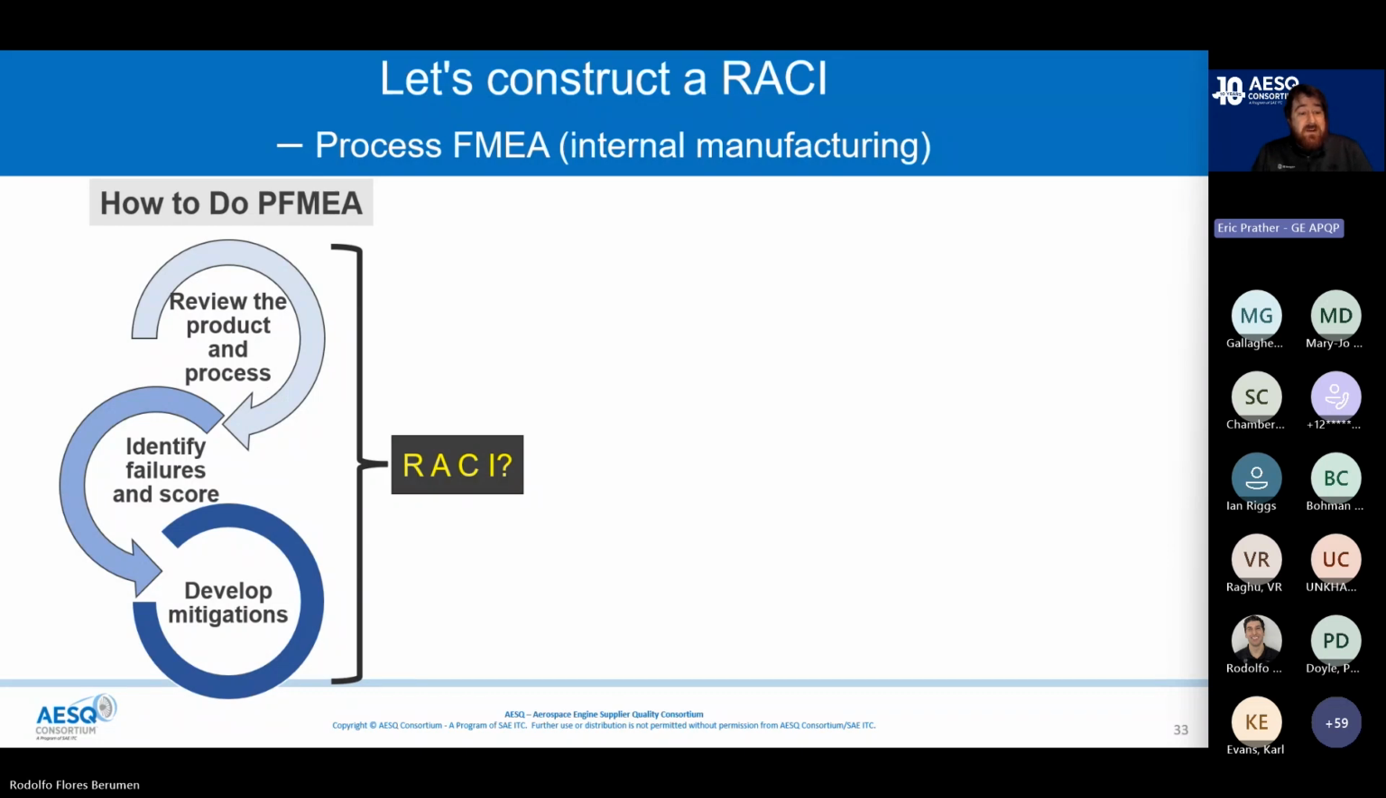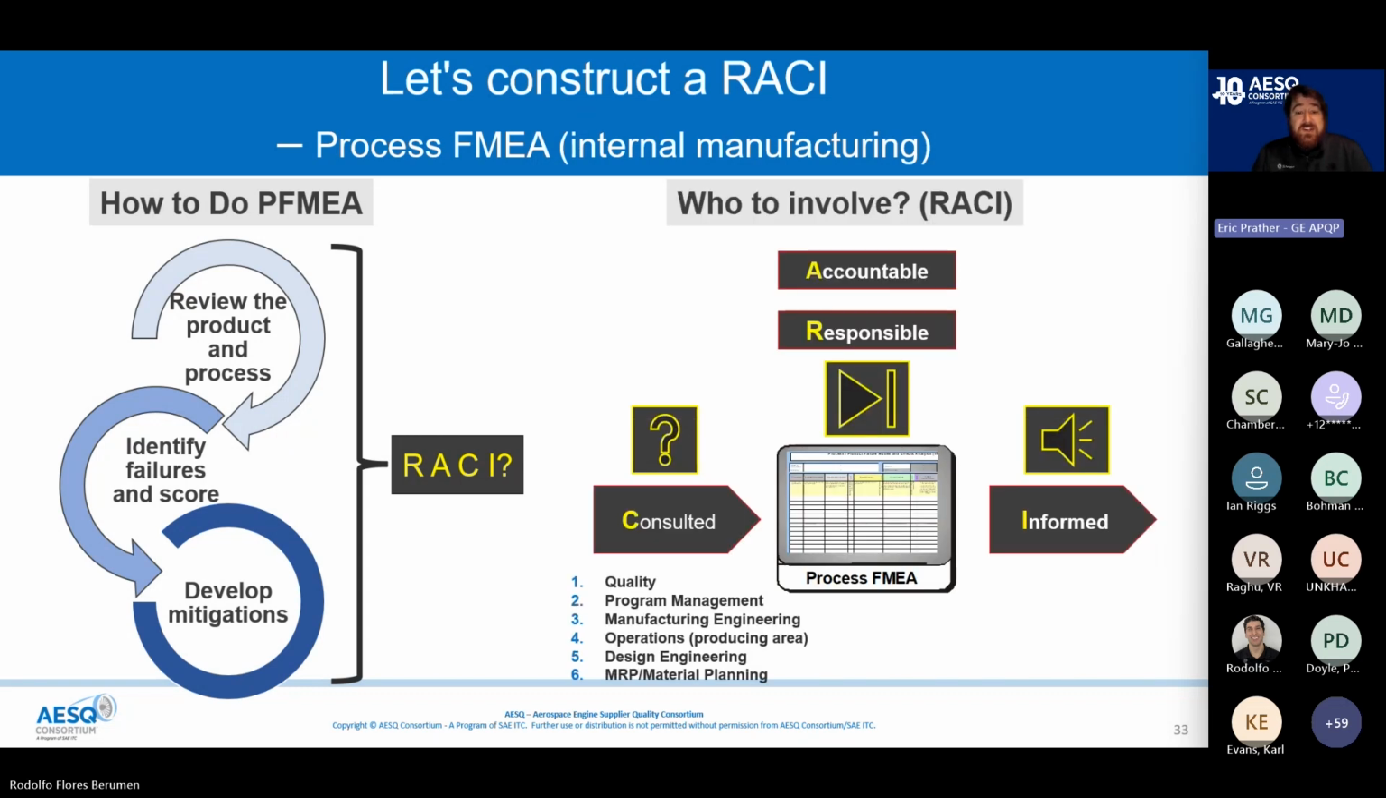We want to identify our failures and assign risk values to everything to better understand what is our overall risk for each process step. And then we want to put in some corrective actions. So develop a mitigation strategy so we're not just living with those risks. So who do we need to involve?